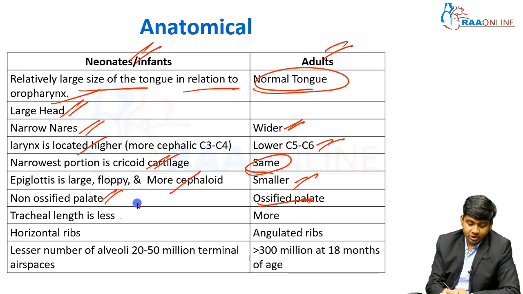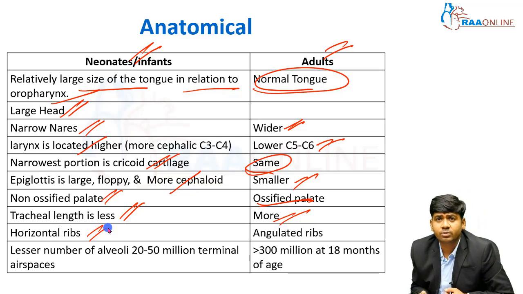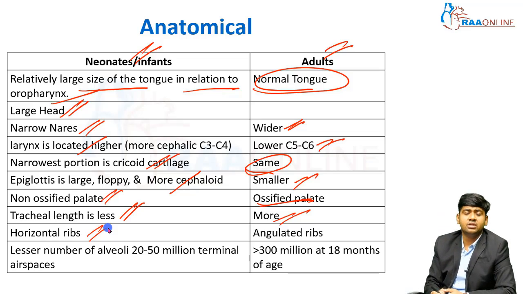Tracheal length is very short, around 5 to 6 centimeters, while in adults it is around 12 to 14 centimeters. Horizontal ribs. Again, among the anatomical differences, in the child the ribs are horizontal. The bucket handle movement is not possible, there will be a lesser increase in lung volume, and the lungs become less compliant because of the horizontal ribs.